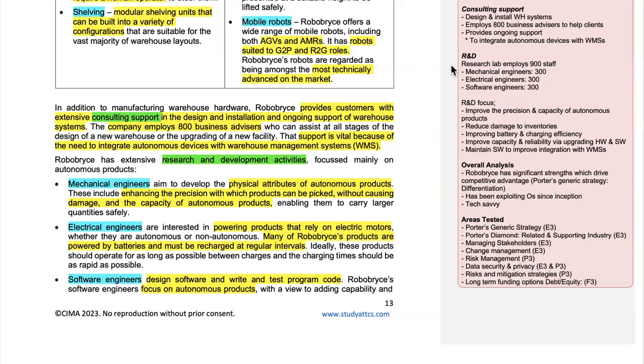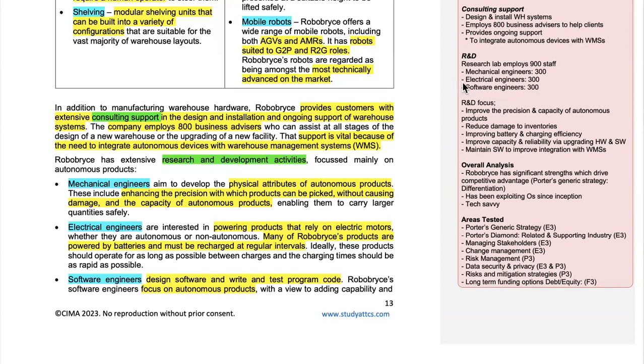You don't find this type of investments being done on research and development when you consider other industries. So you can see how serious the company is about being innovative in the eyes of customers. So there are 300 mechanical engineers, 300 electrical engineers, and 300 software engineers working within this R&D department.